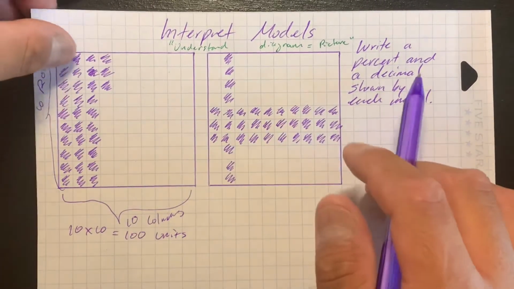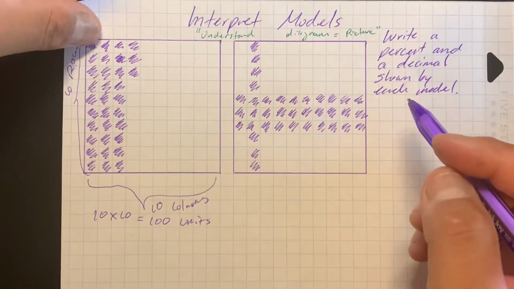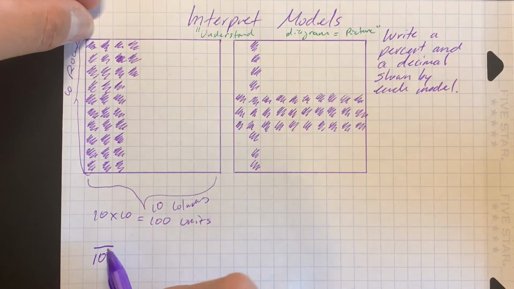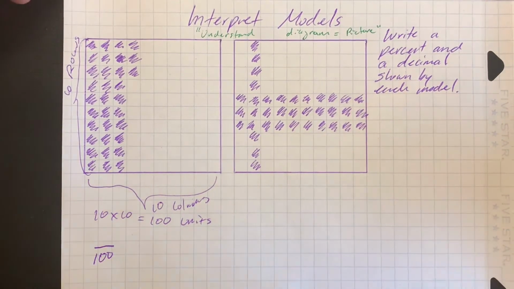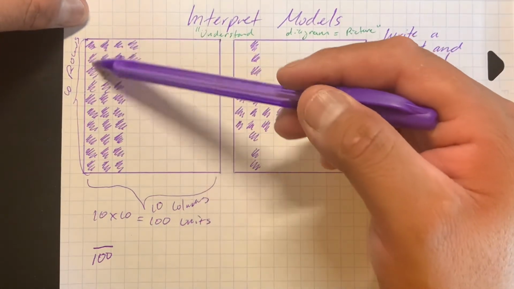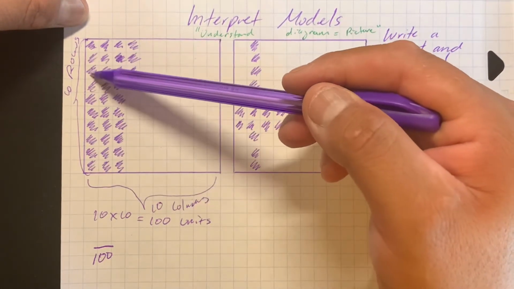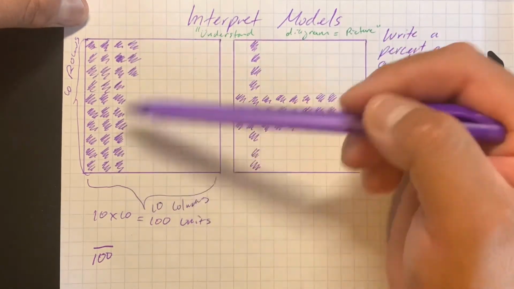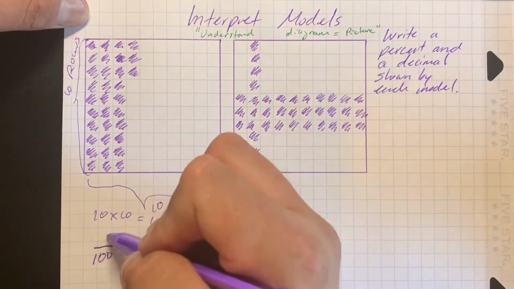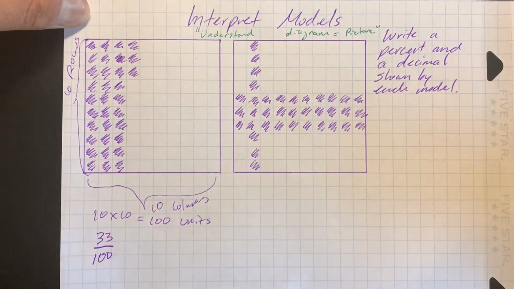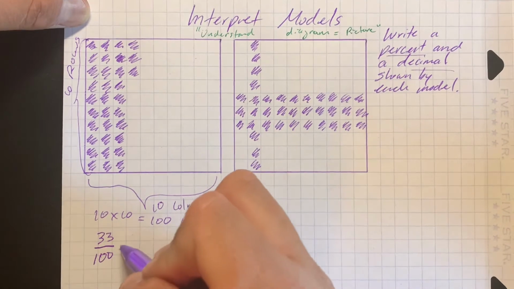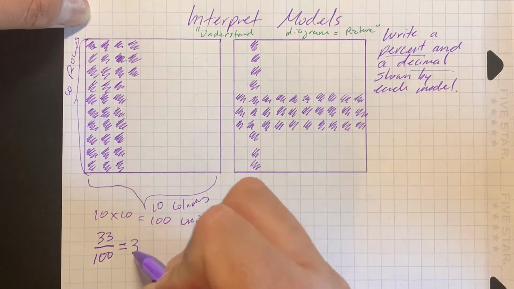So that means if we write the percent, we have 100 units. That's our denominator. And all we want to do is count the numbers that are shaded in. So if this row is 10, we have 1, 2, 3, 4, 5, 6, 7, 8, 9, 10. So 10, 20, 30, 1, 2, 3. So this is going to be, as a fraction, 33 out of 100, or 33 per 100. Now we want to write this as a percent first, and then as a decimal. So this is going to be equivalent to, as a percent, 33%.